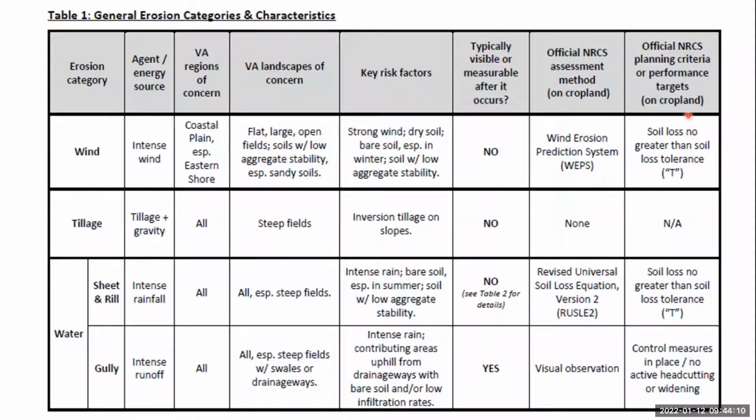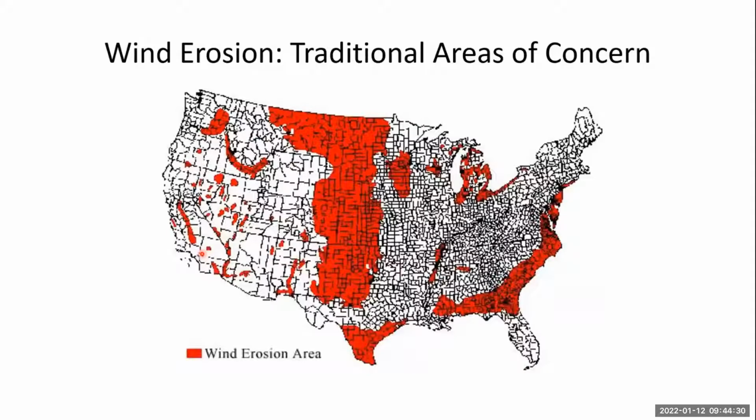And T, right, is our soil loss performance target, right? The minimum target we expect for sustainability is T on wind. So that gives you a sense of what the chart is about, and then we'll go back and talk about tillage. But let me show you some pictures of wind erosion and a couple points about it.